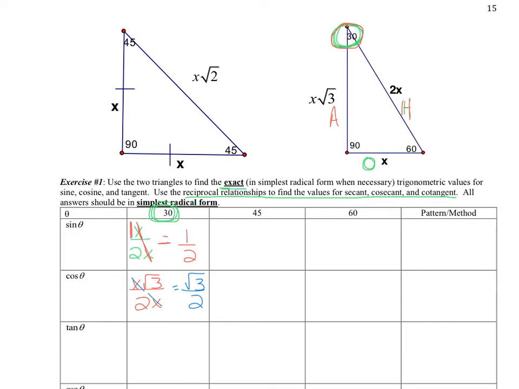Lastly, the tangent of 30. I need these two sides, right, opposite over adjacent. So this is x over x radical 3. My x's cancel. This is a 1 up here. So here I need to rationalize the denominator. So I'm going to multiply by radical 3 over radical 3, which gives radical 3 over 3. So those are my first three values.